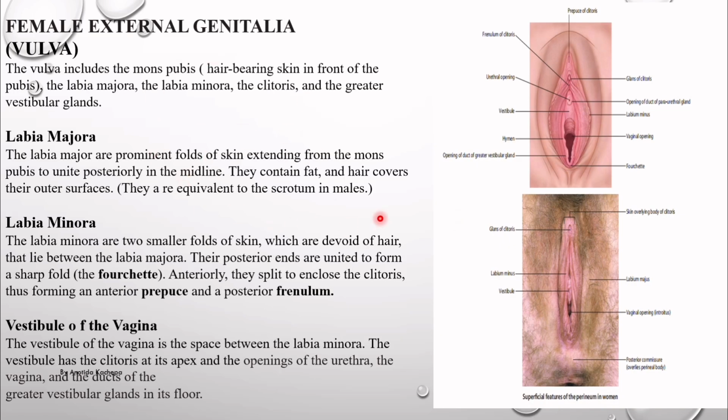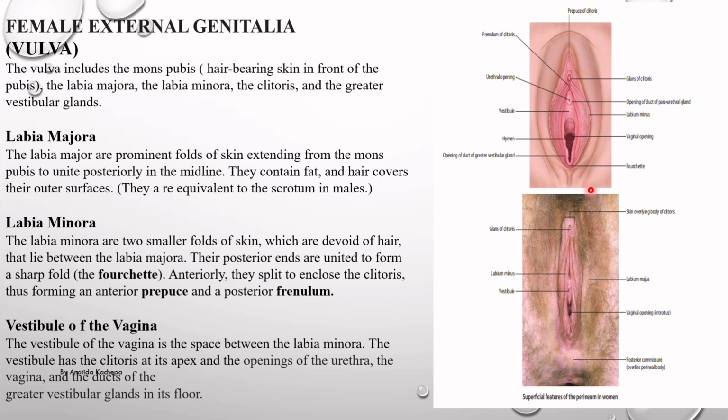Then the external genitalia are collectively called the vulva, okay. So we have what's called the mons pubis, which is a hair-bearing skin found in front of the pubis, somewhere here. Then we have the labia majora, which are prominent folds of skin which contain fat and hairs on their outer surface. They are similar to, or homologous to, the scrotum in males. They enclose what is called the labia minora.